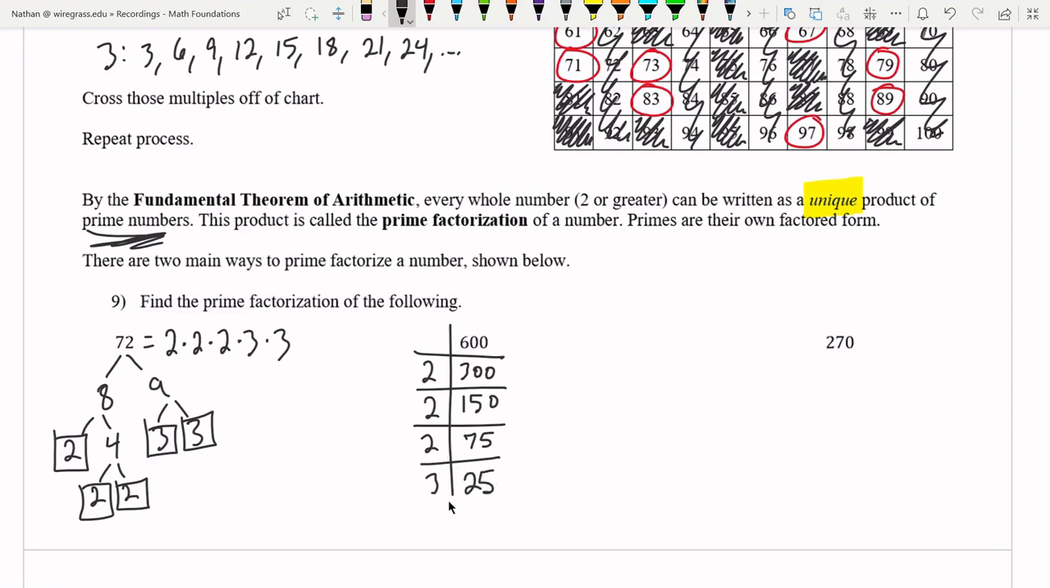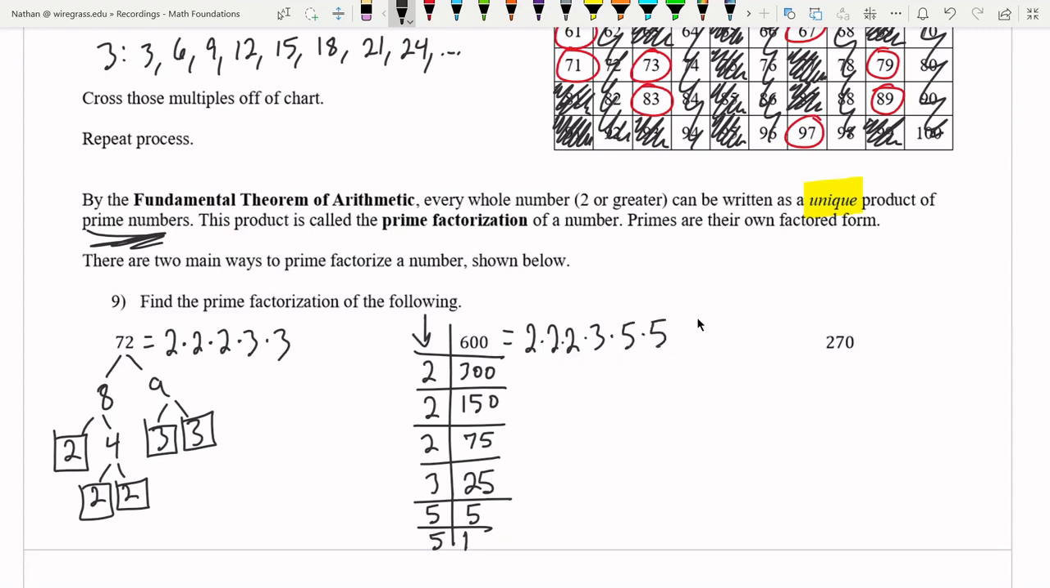This cannot be divided by 3, so I'm going to divide it by 5, which gives me 5, and 5 divided by 5 is 1. Once you have 1 here, that's when we stop. The prime factorization is on this side, on this column here. So 600 is the same thing as 2 times 2 times 2 times 3 times 5 times 5.